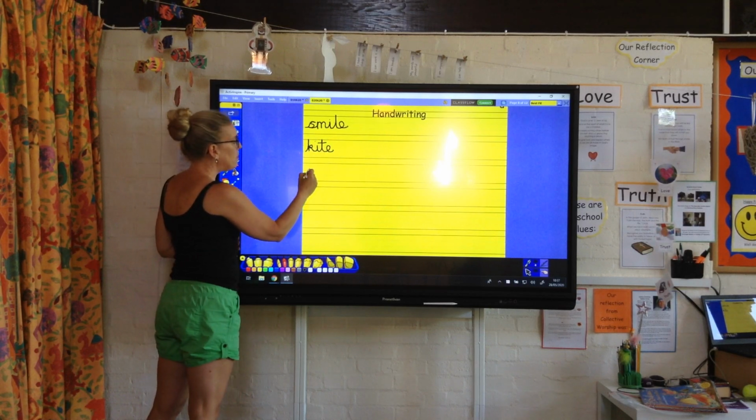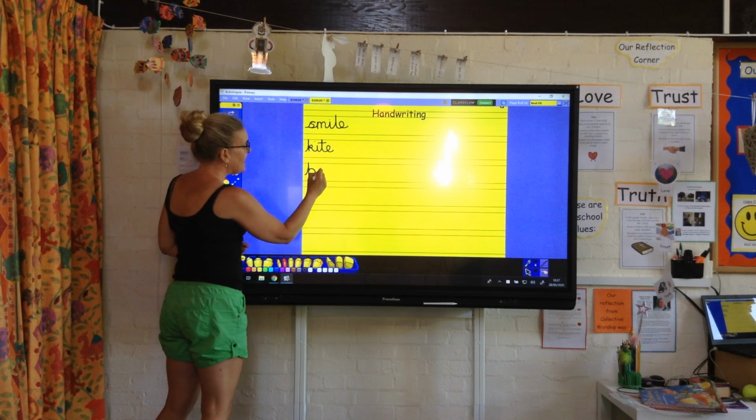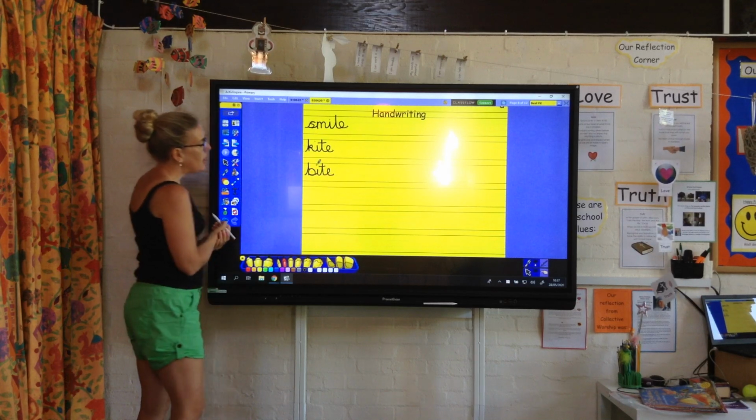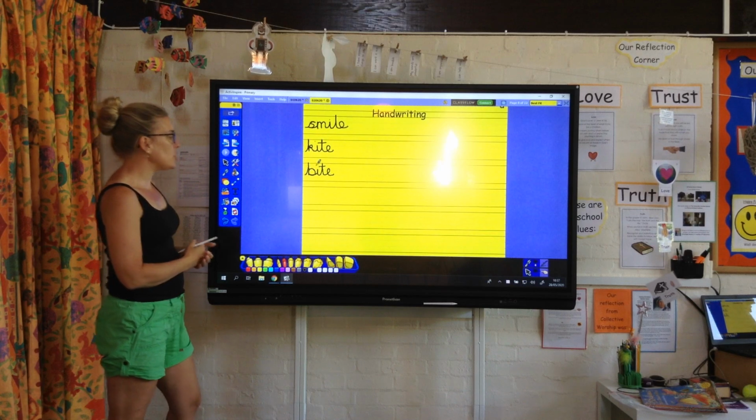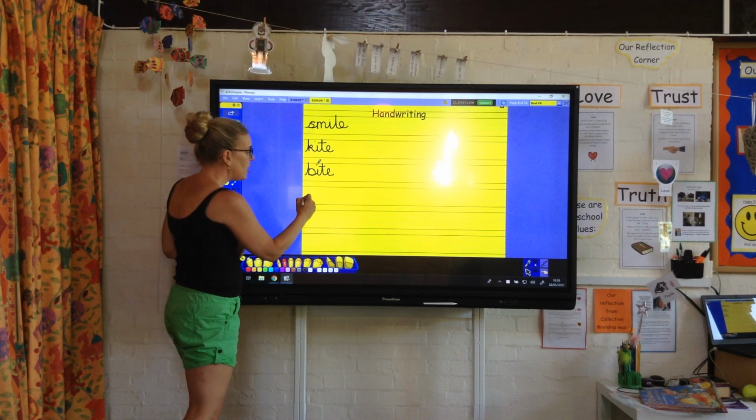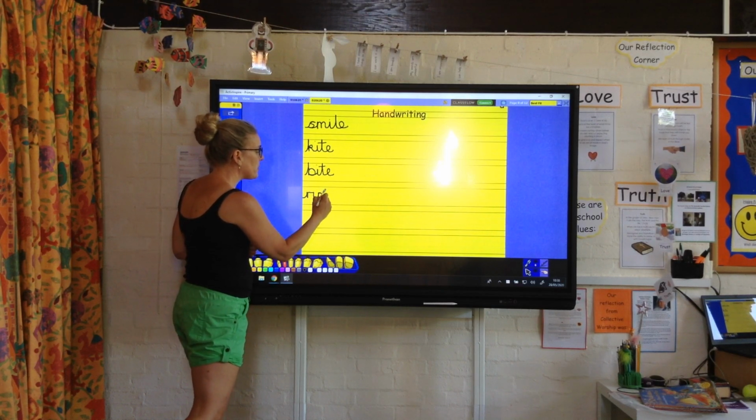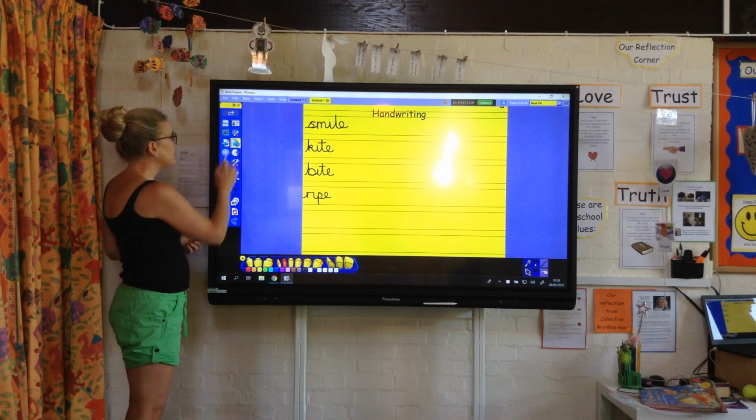Bite, so B is tall, all the way down, halfway up, round, into our I, into our tall T, into our E, we cross and dot, and then the last word that we're going to do, we'll do right, so we've got a P, we've got R, we come straight off of that R, into that I, all the way down, into the P, and we've got that E on the end.